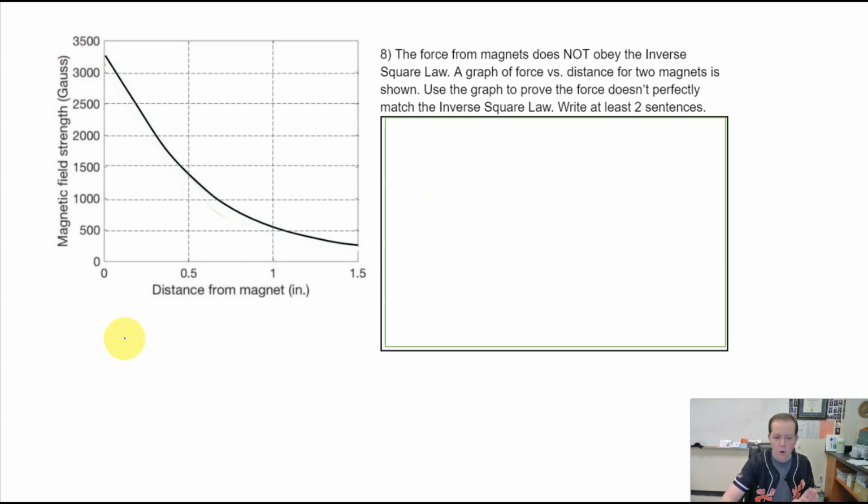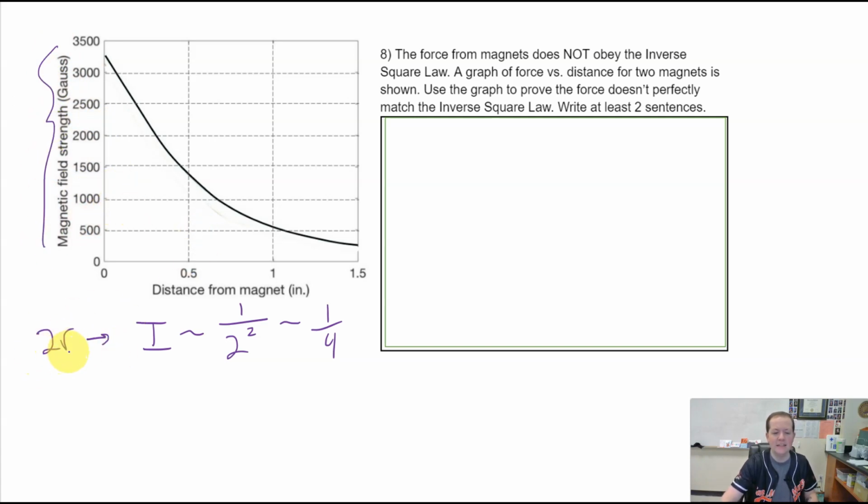Well, what do I know about the inverse square law? I know that if I double the distance, the inverse square law says I square the double. It should be 1/4. What does that mean for the intensity? It means the intensity should go down by 4. It should be 1/4 as much. I have intensities labeled up here. So if I could figure out where the distance doubles, I could see if the intensity is 1/4, okay?